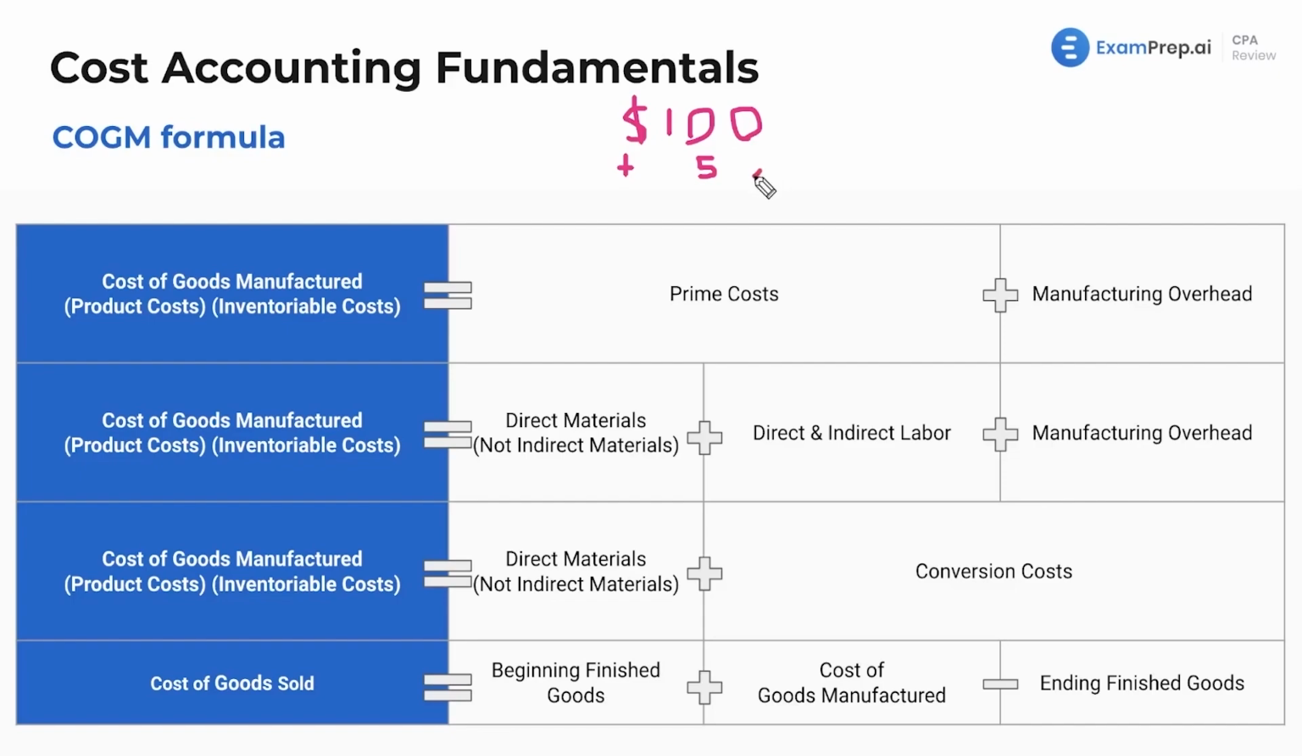minus ending finished goods. So whatever's in the warehouse at the end of the period, the end of the month, say it's 25. And that's going to equal the cost of goods sold, whatever you sold, whatever you got rid of. So that's going to bring us to 125. You could rewrite this another way. And you know what the heck? I'm just going to go to our base formula, which is next.